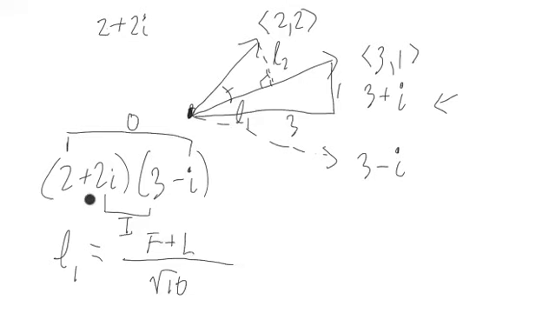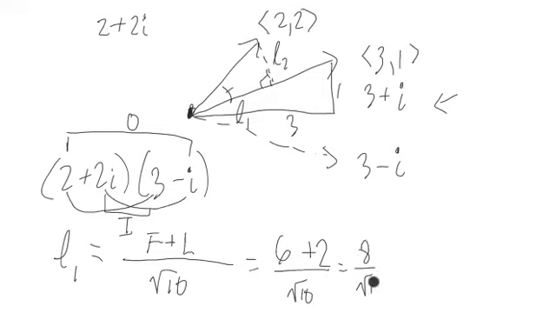So right here, we get 2 times 3, and we get 2i times negative i. So we're going to get 2 times 3 is 6, and 2i times negative i. So i times i is negative 1, but then there's a negative, so it becomes a positive 1, so we just get 2. So plus 2, all over square root of 10. So we end up getting 8 over the square root of 10. And that would be our L1.